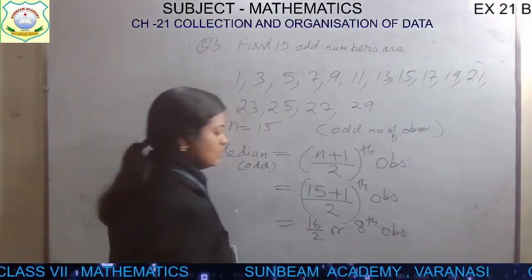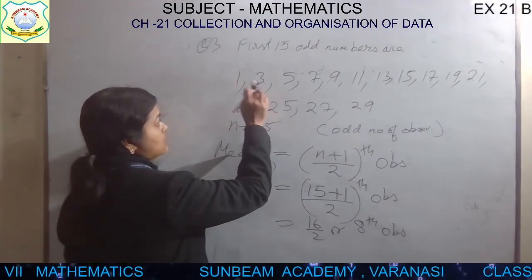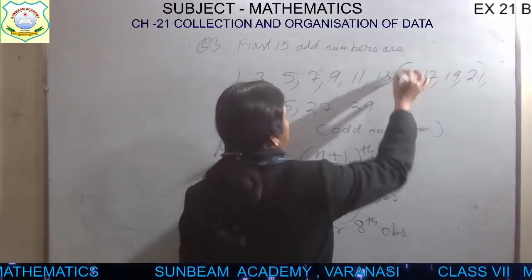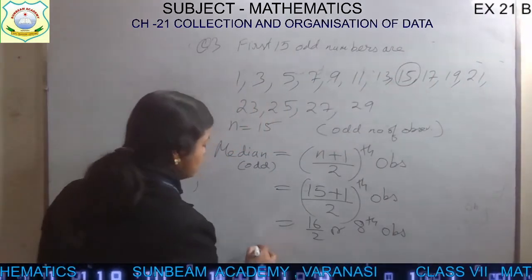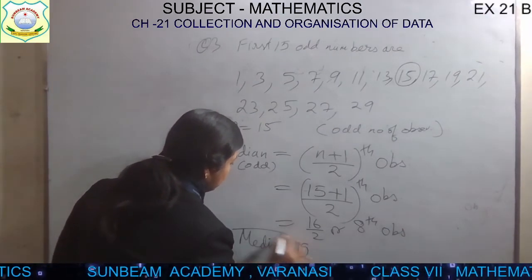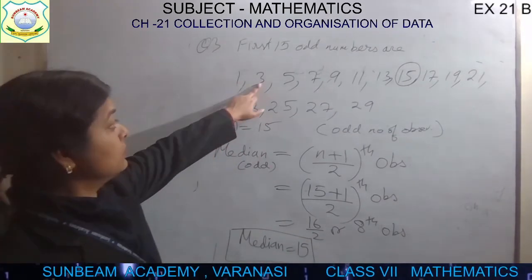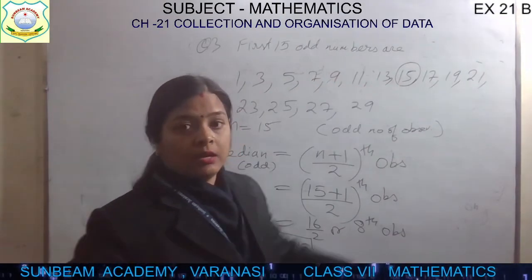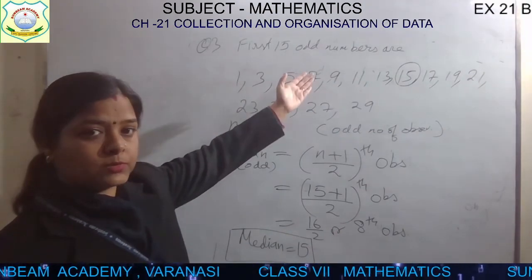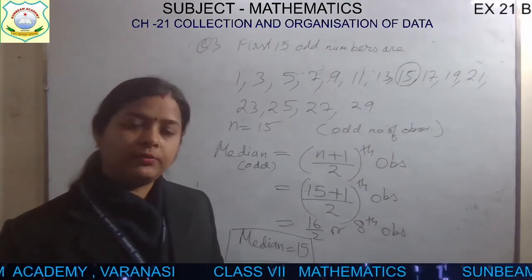16 by 2 क्या होता है? 8th observation. So what is 8th observation? First, second, third, fourth, fifth, sixth, seventh and 8th. ये है 8th observation. 8th observation is 15. So median is 15. आप सिर्फ 8th observation लिख के नहीं छोड़ेंगे. You will see what is 8th observation and then write the median. Okay, so in this way you can complete till here.